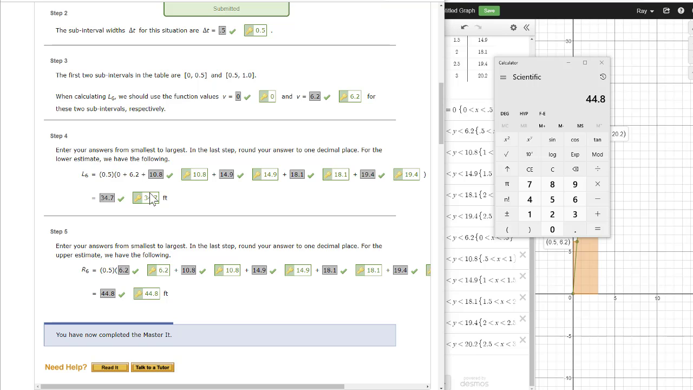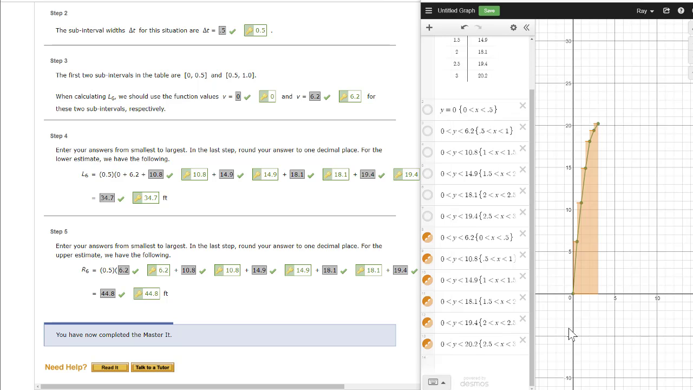So we have a lower bound of 34.7 and an upper bound of 44.8. And if we were to take the average, we'll probably get a good approximation of how much distance this person covered. Okay, hope that helps.